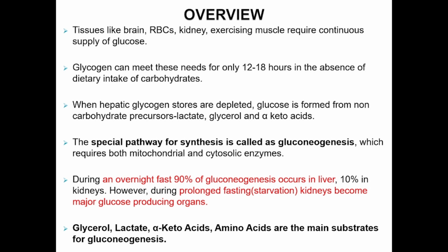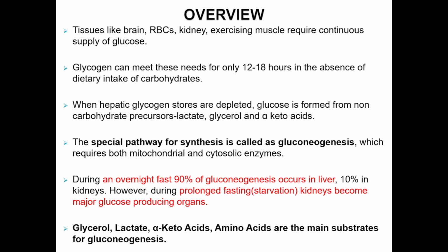So the body can produce glucose from non-carbohydrate sources. This process is called gluconeogenesis. It is from the name. Genesis means synthesis.